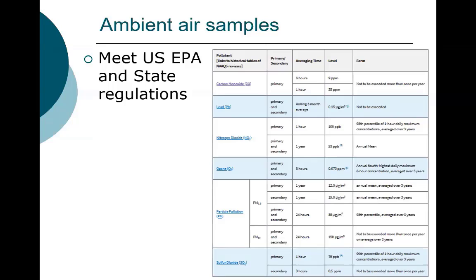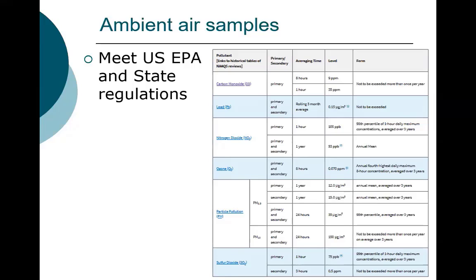You also want to make sure that the process that you're using meets all of the US EPA and state regulatory regulations. There are very strict regulations, both in terms of how the sampling is done, how the analysis is done, how the equipment is maintained, how often quality control, quality assurance measures are taken, and then also in terms of time scale you're actually measuring.